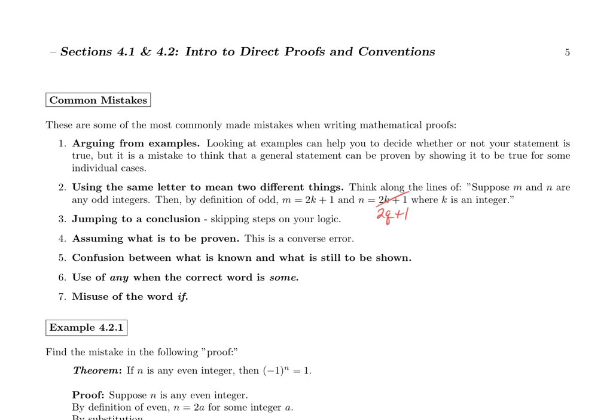Number 6, I don't see this one as often. It's very rarely that 6 and 7 are a problem. Use of "any" when the correct word is "some," and that's our difference between our universal and our existential quantifiers. And number 7, the misuse of the word "if."